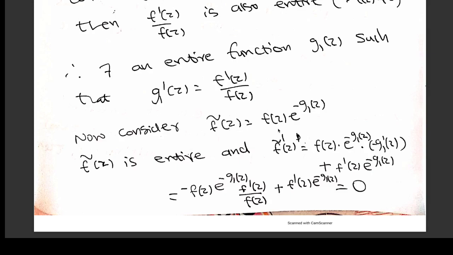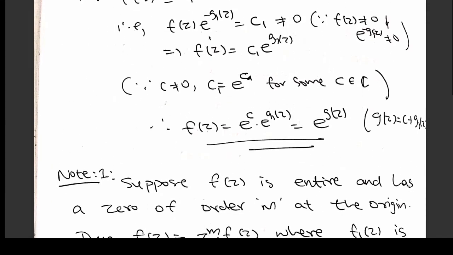Now you take f tilde (z) to be f(z) times e raised to minus g1(z). Now it is easy to prove that this f tilde has derivative 0, therefore f tilde (z) is a constant. That means f(z) times e raised to minus g1(z) is a constant and that is non-zero. That means f(z) is equal to c1 e raised to g1(z). Now c1 is a non-zero constant, so you can put it to be some exponential e raised to c. So that will give you f(z) equal to e raised to g(z). So that's a simple proof.